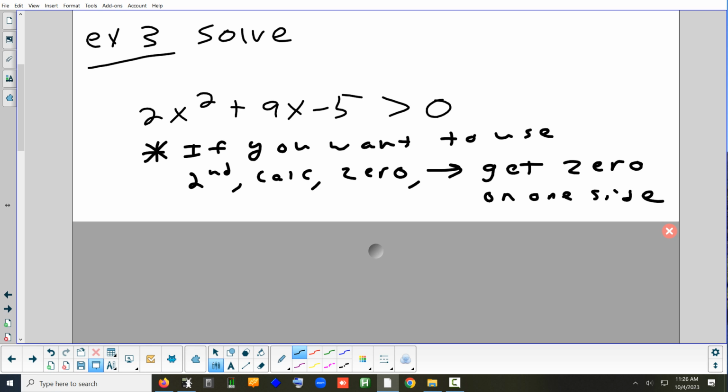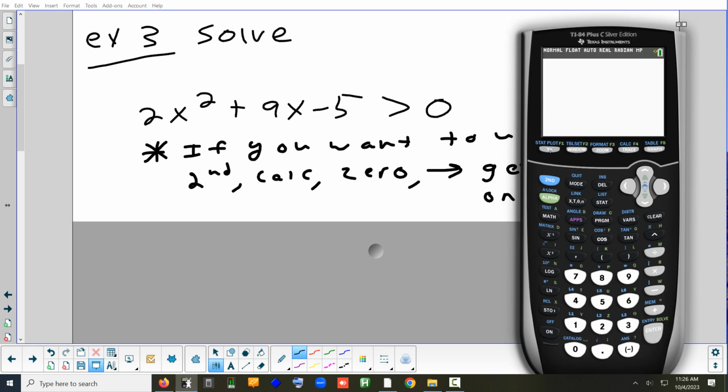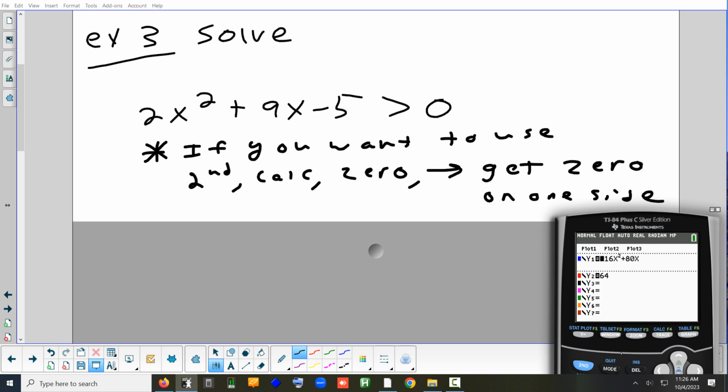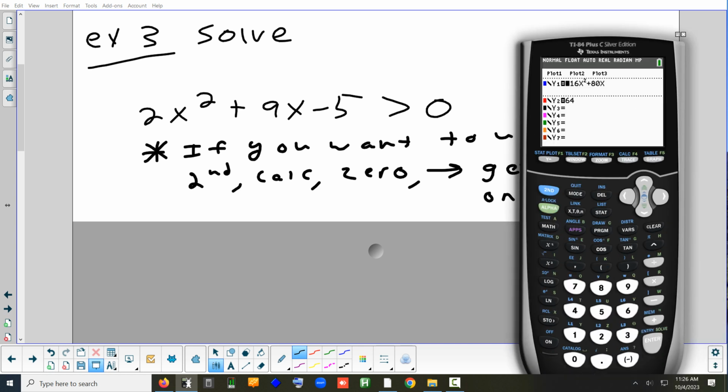All right, but let's see what happens. We are going to use a 0 in this problem because it's already set up to do it that way. Type what's on the left in y1: 2x squared plus 9x minus 5. Don't put anything in y2. And for the zoom, what would be a good zoom to try to start with? Zoom 6. Yeah, why don't we start with zoom 6? We know we're looking for a parabola.